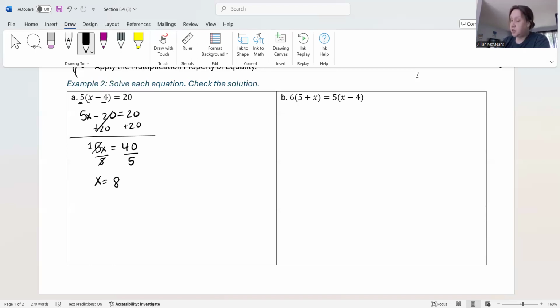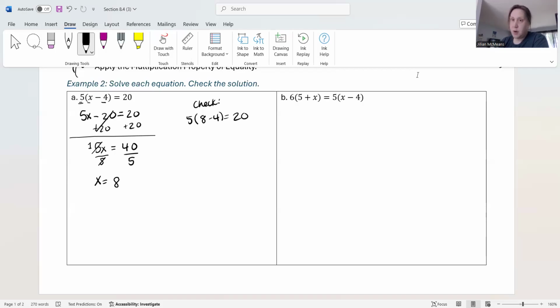Okay, so let's go ahead and check our solution. When you check your solution, you want to plug it back into your original equation. So I get 5 times parentheses x minus 4. And remember, we're saying x is 8. So 8 minus 4 equals 20.